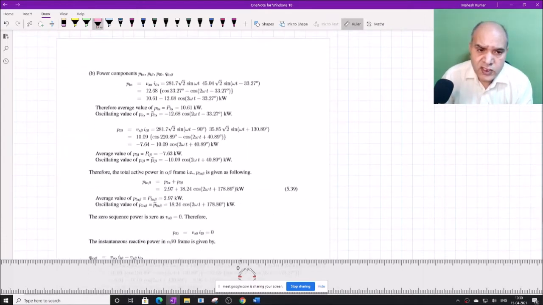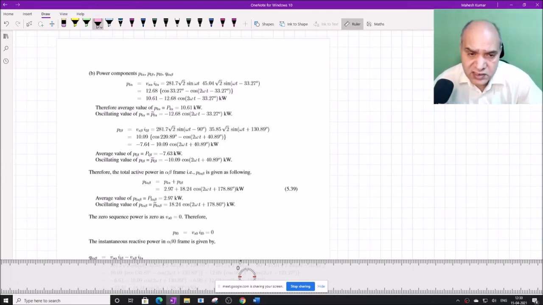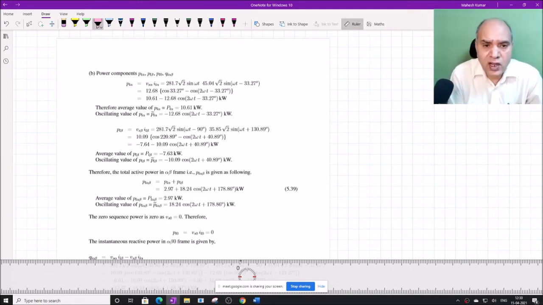Okay. Now once we know these, the second part comes, the B part, where we have to find the power components PL alpha, PL beta, PL0, PL alpha beta. These computations will give you a lot of confidence and experience with what these terms stand for. Okay? So do it again and again until you become more familiar with these concepts and these terms. So PL alpha, you remember, is equal to nothing but VS alpha into IL alpha.